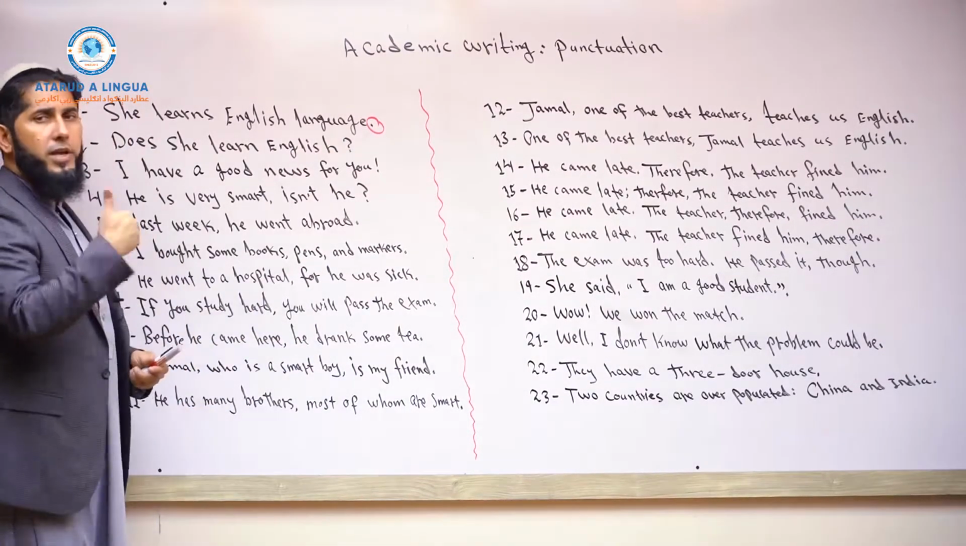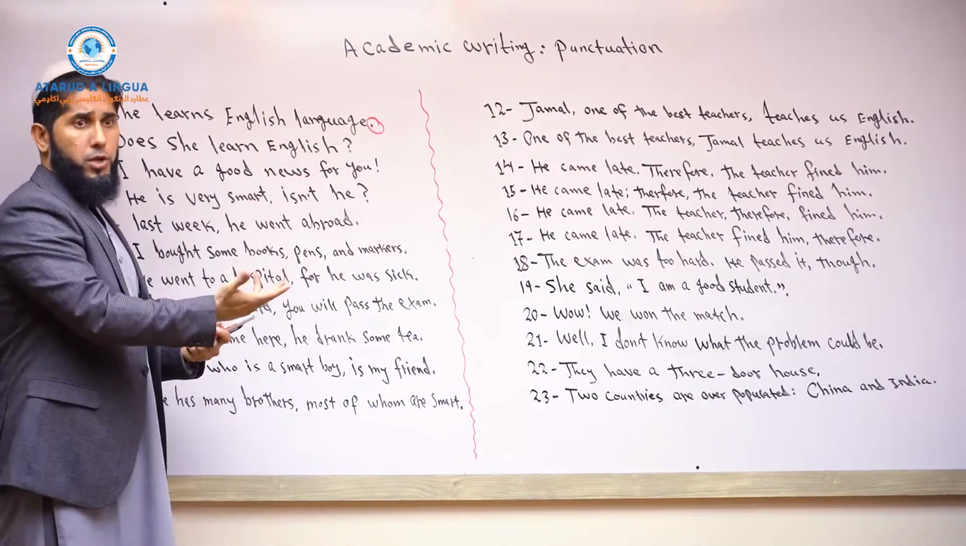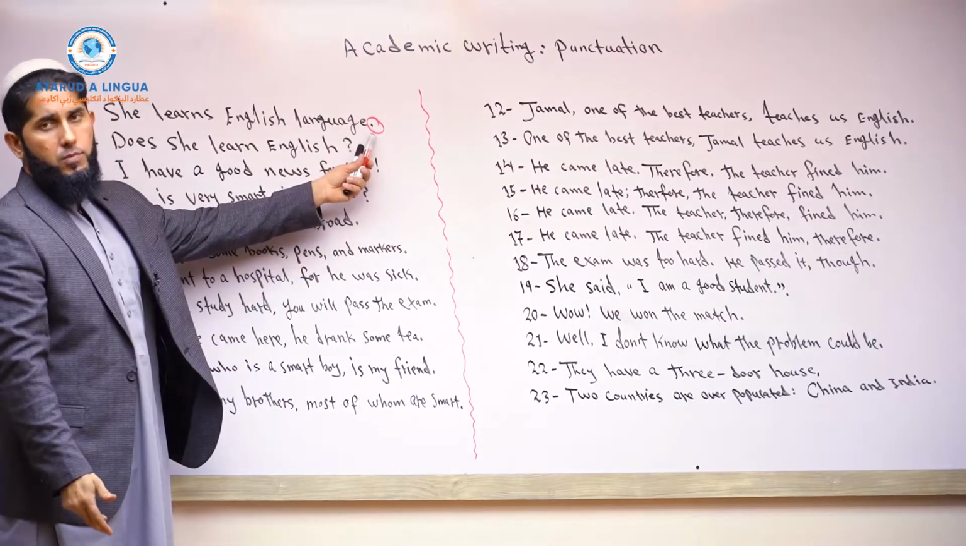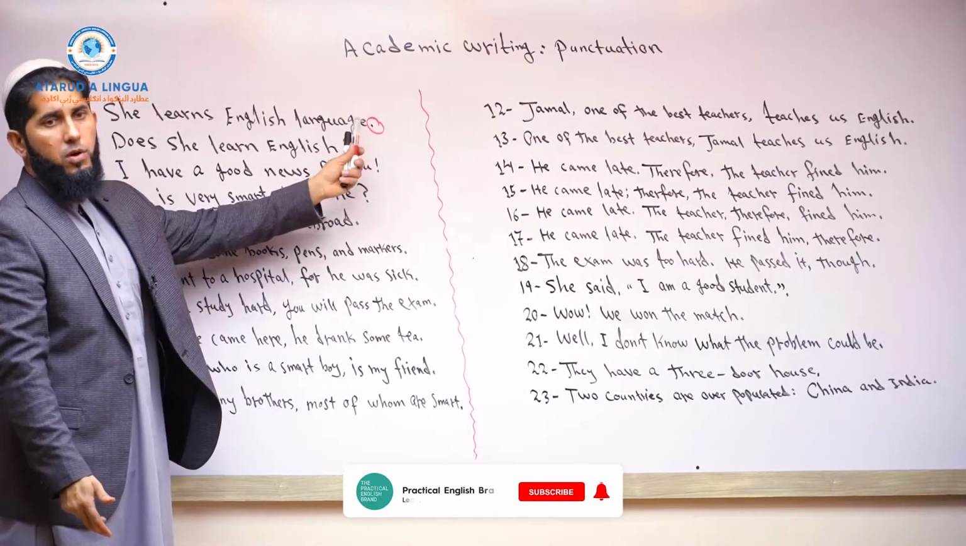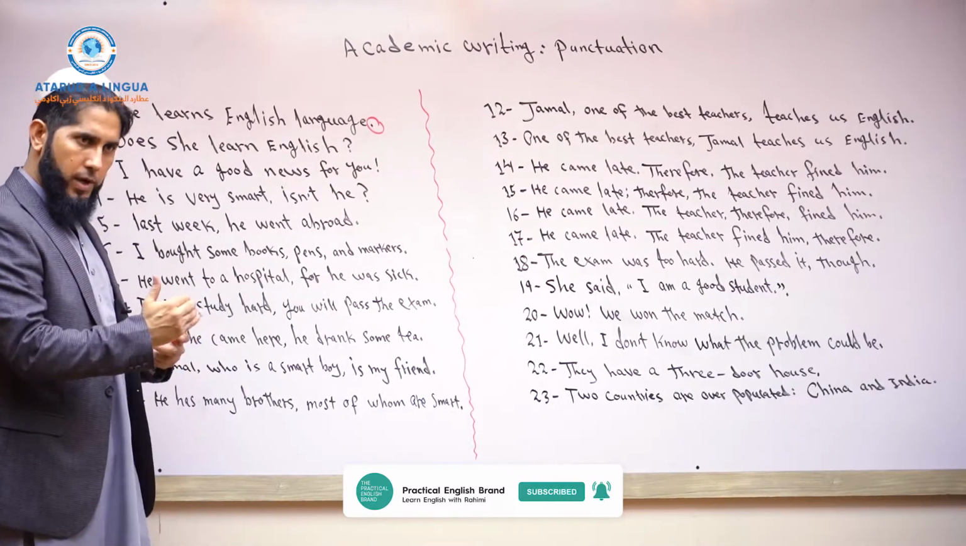Now, it could be a negative sentence. She learns English language. She does not learn English language, or she doesn't learn English language. And then again, a period or dot. This is the punctuation mark for affirmative sentences and for negative sentences, okay?